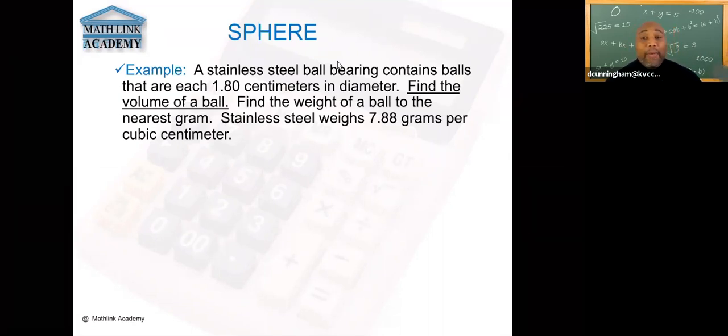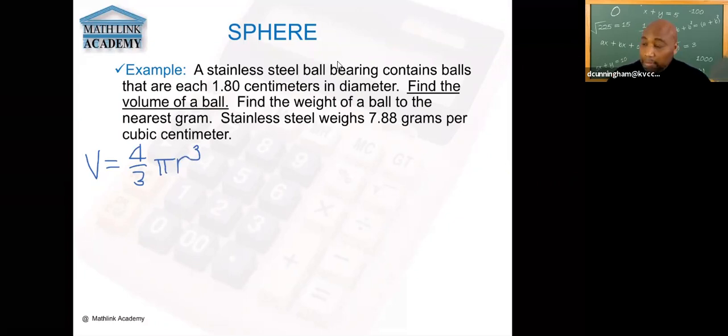Stainless steel weighs 7.88 grams per cubic centimeter. So it gave us how much each of them weighs per cubic centimeter. So let's first find the volume, and then let's do the second part of the problem. Now, also a sphere, we're going to look at it like this. We know that the volume is equal to 4/3 times pi times r cubed. So let's actually set this up.